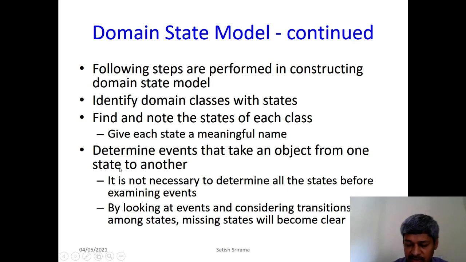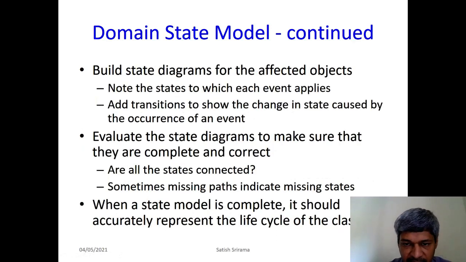Once you have determined all the states and events, you will be building the state diagrams for those respective objects and classes. Note the states to which each event applies. Right now you have found several states and several events, so note the states to which each event applies. Also add all the transitions to show the change in state caused by the occurrence of an event. Only if you draw all the states and all the transitions, along with all the guard conditions and everything, will you eventually have your state diagram.